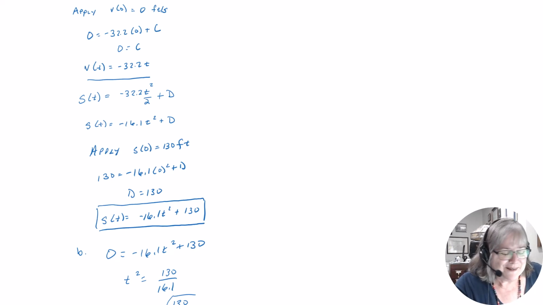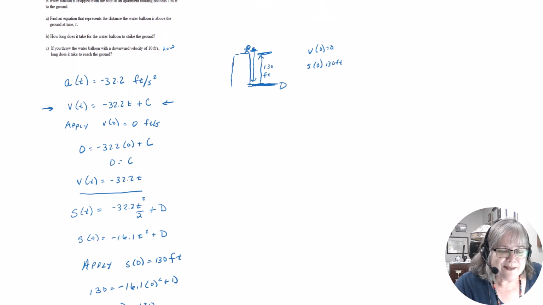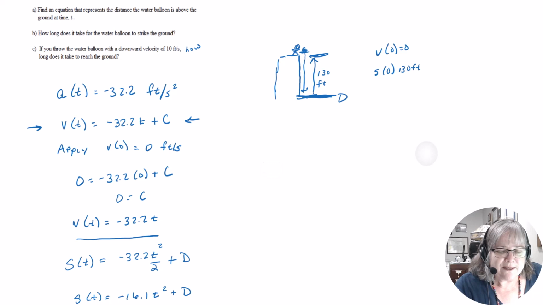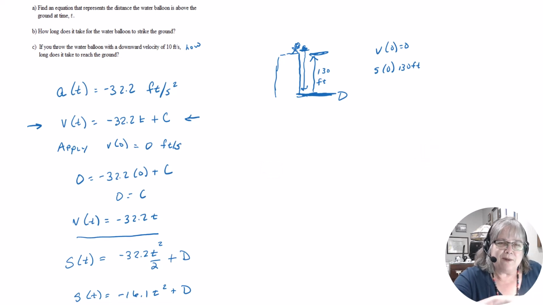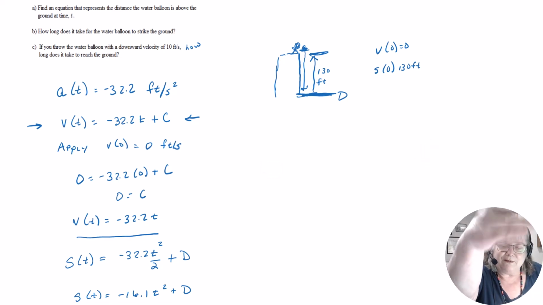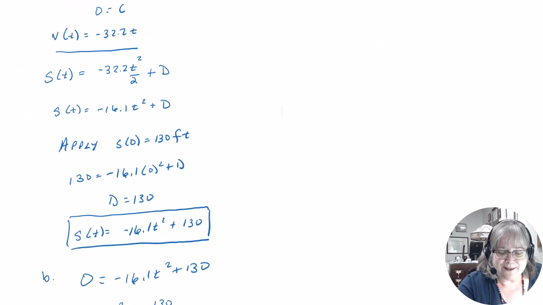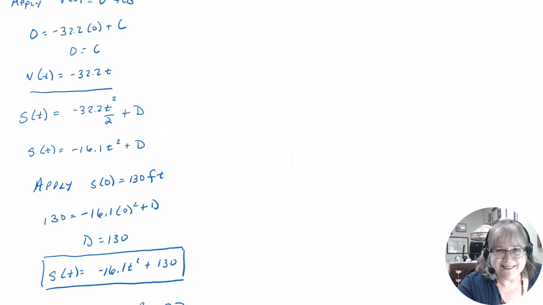All right, now here we go. So the next question says, what if I don't just drop it? Okay, what if I have a downward velocity of 10 feet per second? So I'm not just going to be standing there with this water balloon and go, let go. I'm going to throw it down. Okay, what would that do to the final result for how long it's going to take to hit the ground? So if you throw it down, do you think it's going to take less time to get to the ground? So you would have even less than 2.84 seconds to pull back.